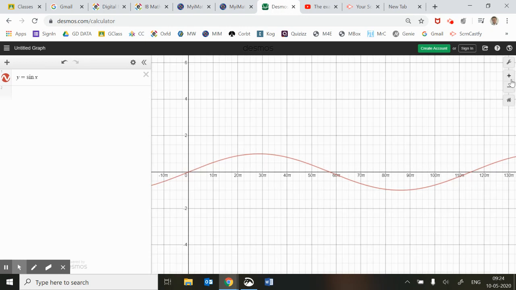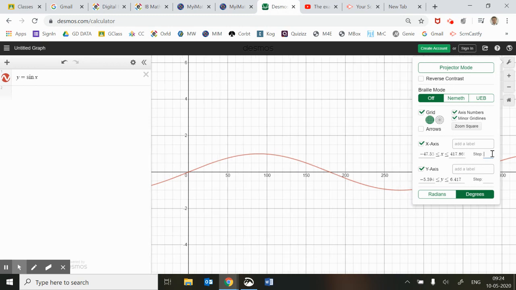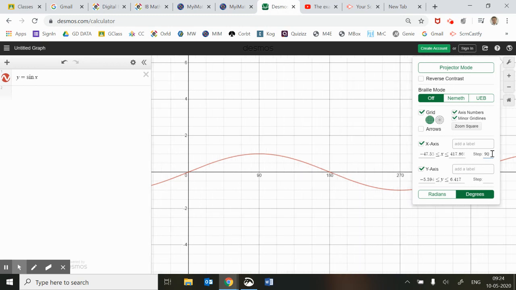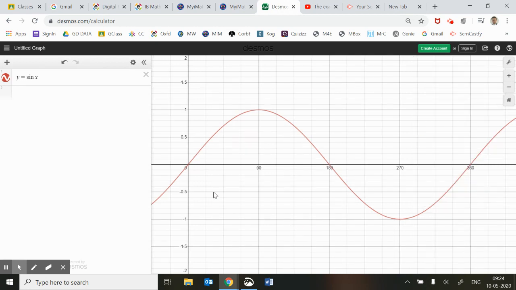Now we don't want it in terms of pi. I need to change this again. And my step, I might want to go up in 90 degrees. And there you go, you can see that. Let's just sort the y-axis there, so let's go from -2 to 2. So there we go, there's our sine graph. Okay, that's sine in terms of degrees.